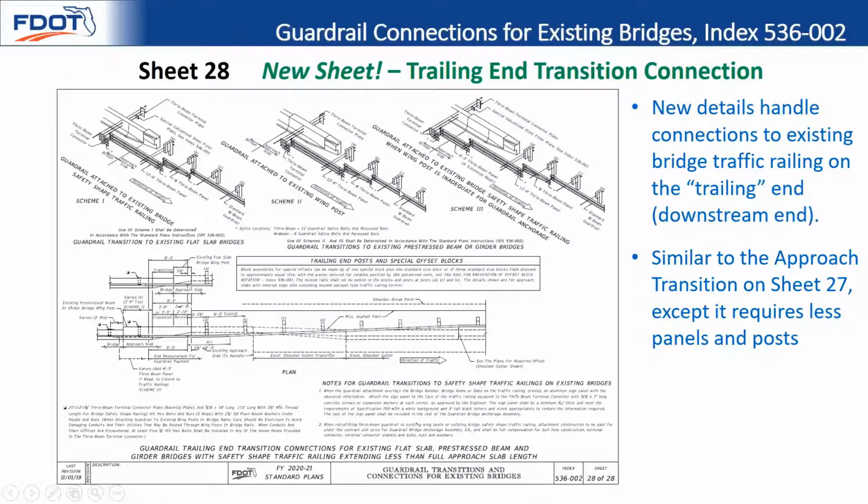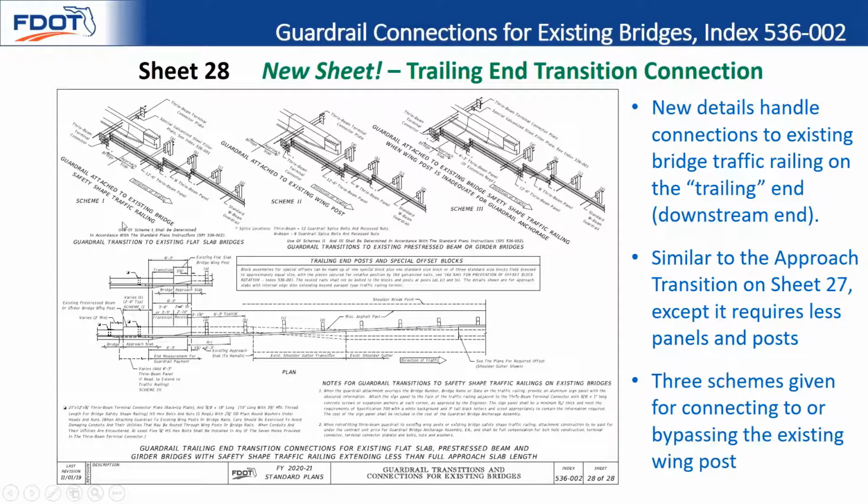No nested panels are required, but similar to the approach, we do have the 3 schemes, for either bypassing or connecting to the wing post. So if the wing post is sufficient, you can connect to it, or you can skip over it. So it's very similar to the approach, just trailing is a lot lighter design, and so now it's a little bit more clear on how to handle that scenario for existing bridges.